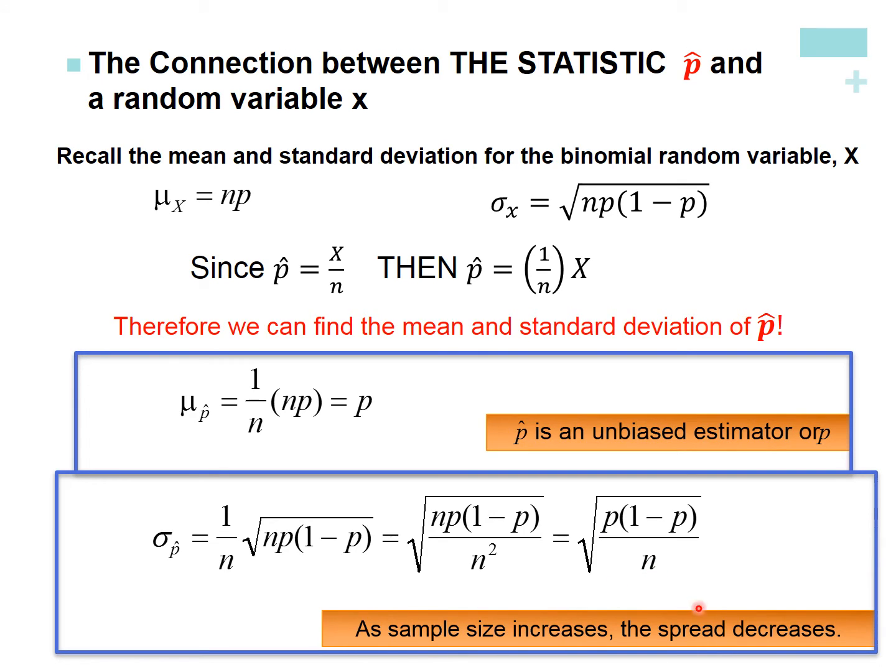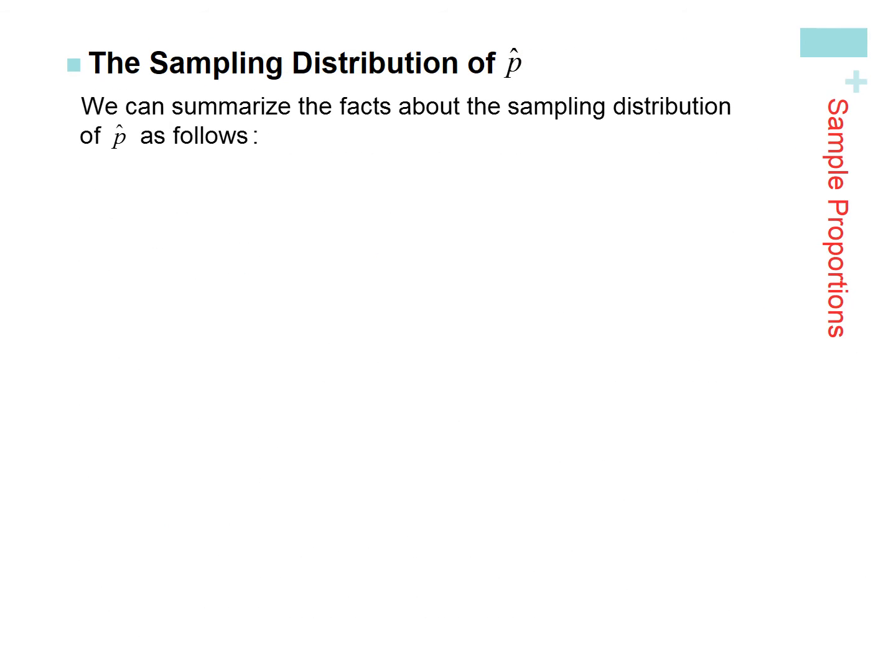So basically, as your sample size increases, the spread is going to decrease. Well, why does that happen? Notice n, which is your sample size. As this increases, it makes your denominator larger, which makes this whole fraction smaller. So that's why the standard deviation, when I took samples of 50, was smaller than when I took samples of 25. So we're going to quickly summarize the facts about the sampling distribution of p hat.